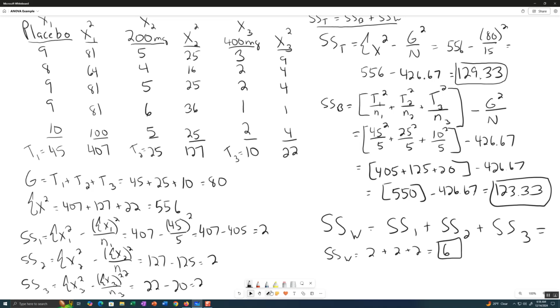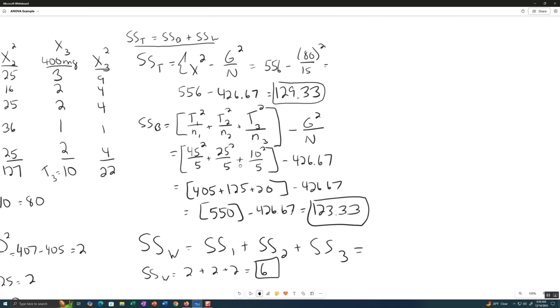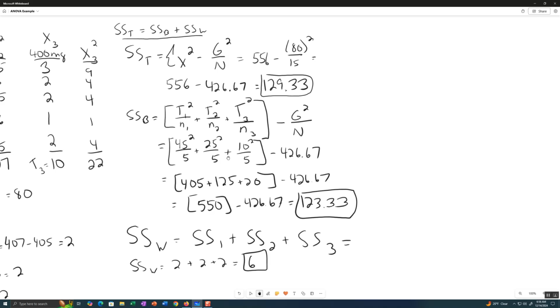You partitioned the variance that way, and now we're ready for degrees of freedom and to finish the problem. So let's do degrees of freedom. Degrees of freedom total is n minus 1. So here it's 15 minus 1 is 14.